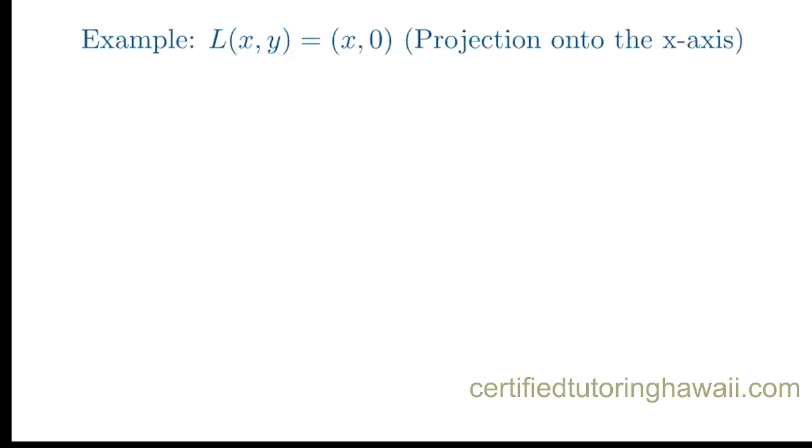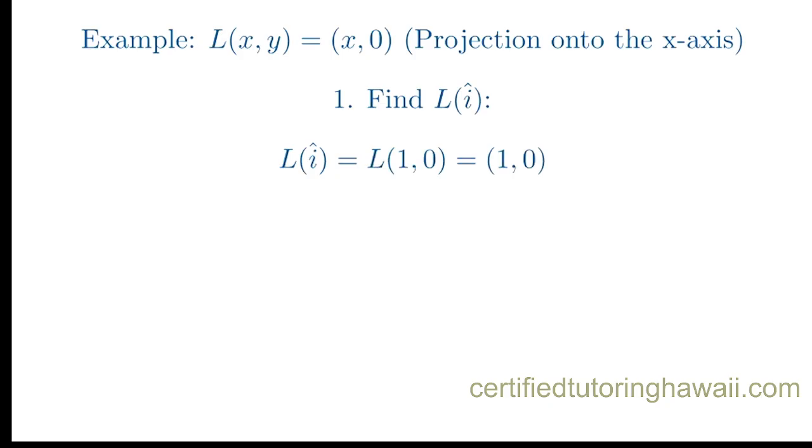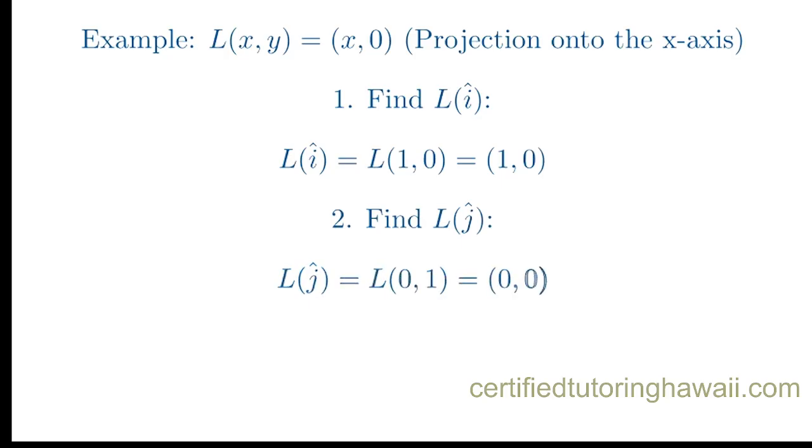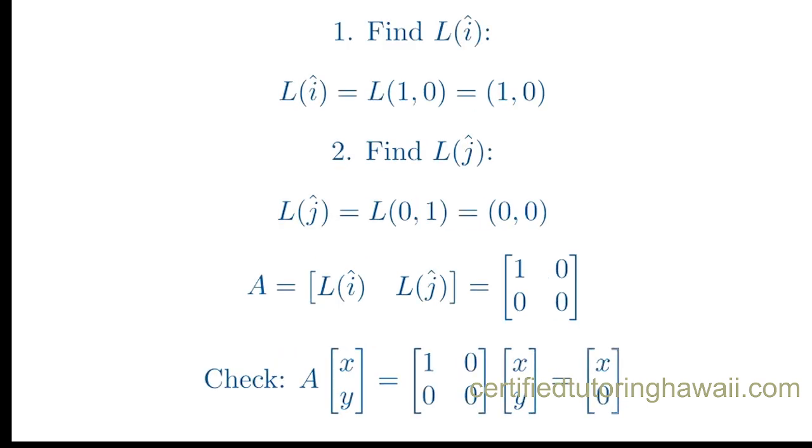First, we find where the unit vectors land. L of i hat: i hat is already on the x-axis, so it's unchanged. Next, L of j hat. j hat, which points up, gets projected straight down onto the origin. Now we form our matrix A by putting these two results as columns. A is the matrix [1, 0; 0, 0]. Let's check this. If we multiply our original vector (x, y) by this matrix, we get (x, 0). It works. We have found the matrix that represents the projection onto the x-axis.